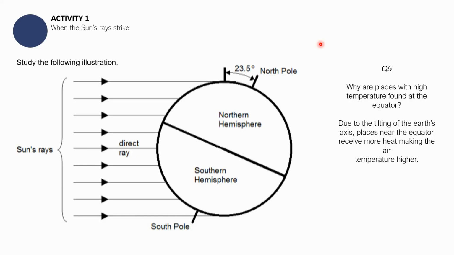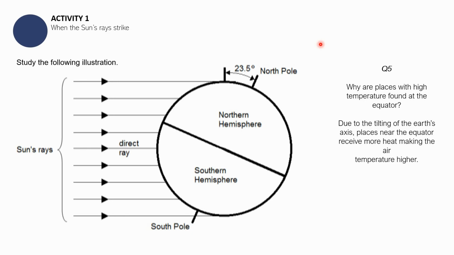The answer to question number 5 is due to the tilting of the Earth's axis, places near the equator receive more heat, making the air temperature higher. So dahil sa pagkakatilt ng ating axis, yung mga places na malalapit sa equator, they are receiving more heat, more thermal energy. Kaya mas matataas ang kanilang mga temperatures.